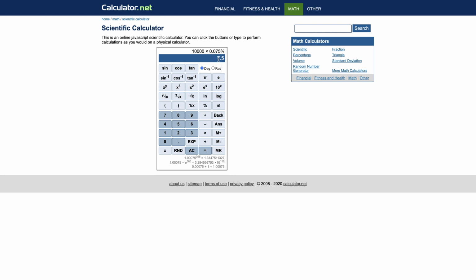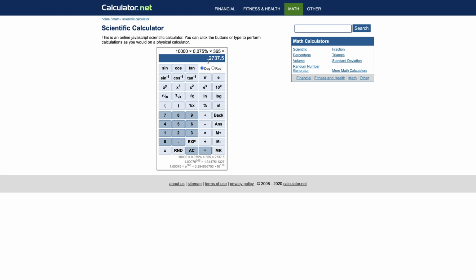And this is just in simple terms. Now what we're going to do is take this number here and multiply it by 365, because there are 365 days in a year. So essentially over the course of a year, this is how much you would have to pay. You would have to pay $2,737.50, just to borrow $10,000.